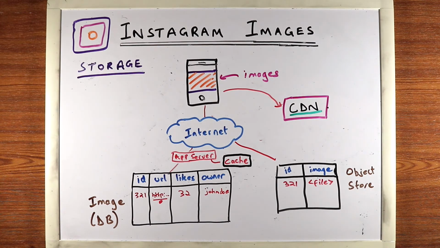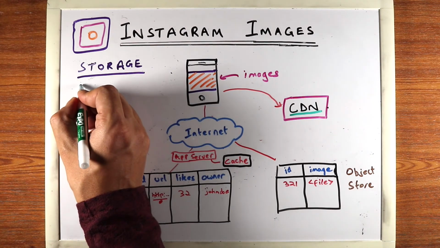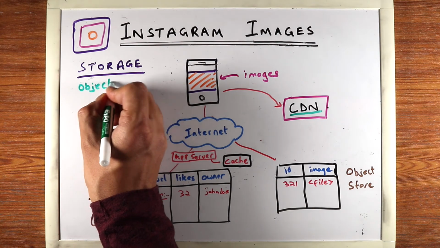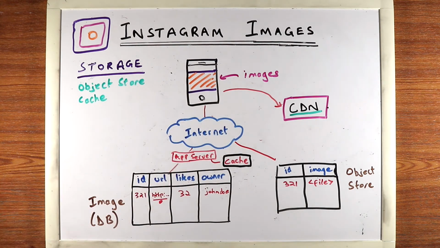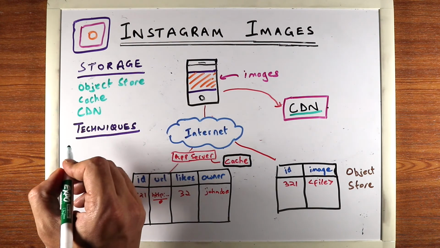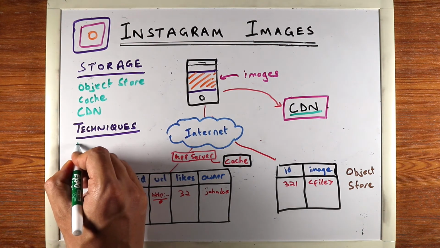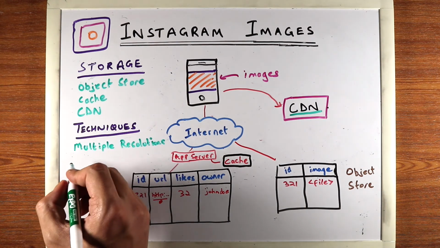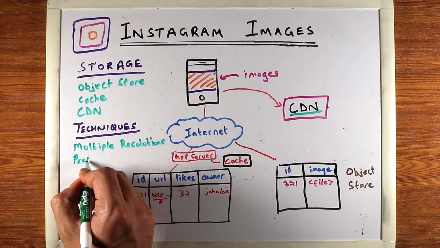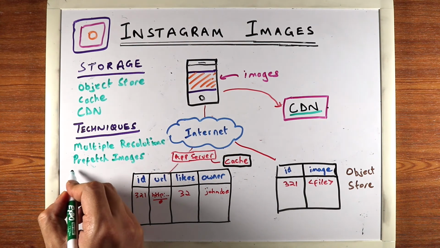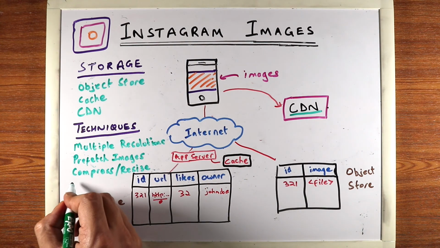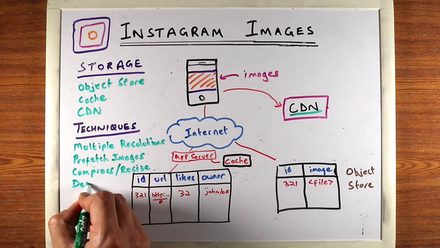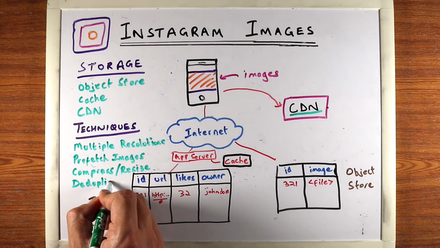So let's quickly summarize what we learned. From a storage standpoint, we want to use an object store to store the actual images. We want to use cache to make lookups more efficient, and we want to use CDNs to serve the images more effectively. In terms of techniques, you want to store images in multiple resolutions. From the app side, you want to prefetch images while you scroll. On the storage side, you want to compress and resize images for your device. And you can also deduplicate images if you have a lot of duplicates. That will save your storage space.